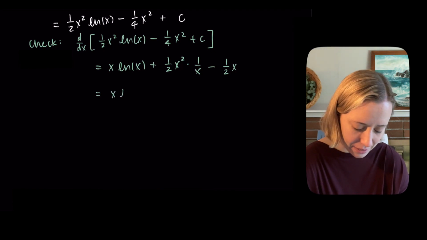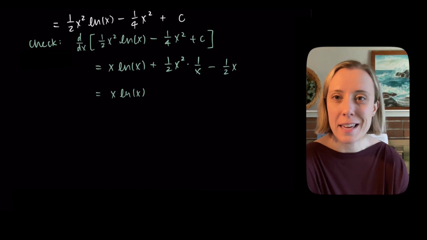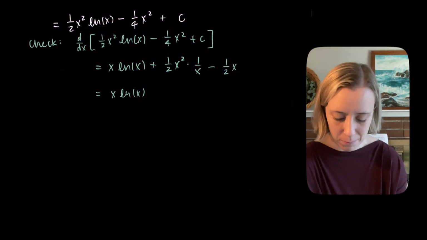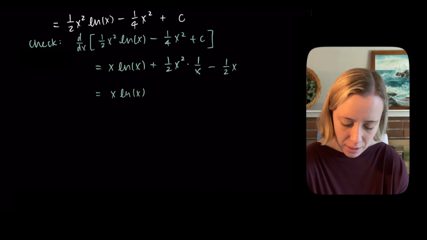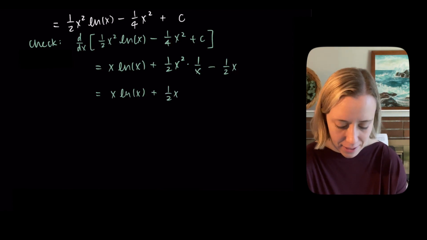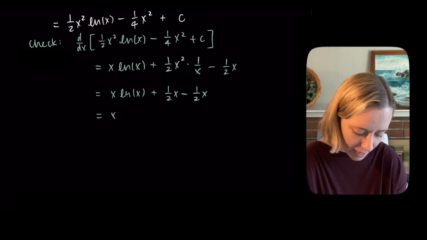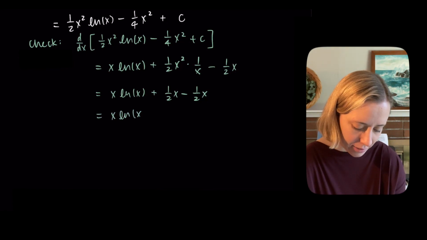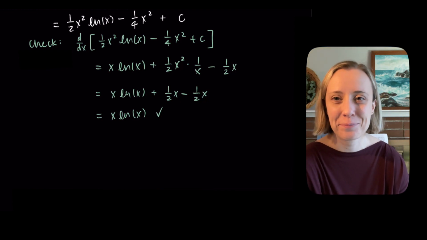All right, now we simplify. So I have x ln x. That's what we're ultimately hoping to have. That's what we started with in the original problem. So we're hoping the rest of this cancels out, which it should. So one of the x's cancels in this next part, so I have 1/2 x, and then I subtract the 1/2 x. Perfect, it cancels like we wanted, and I'm left with x ln x as my derivative, which confirms that we did the antiderivative correctly.